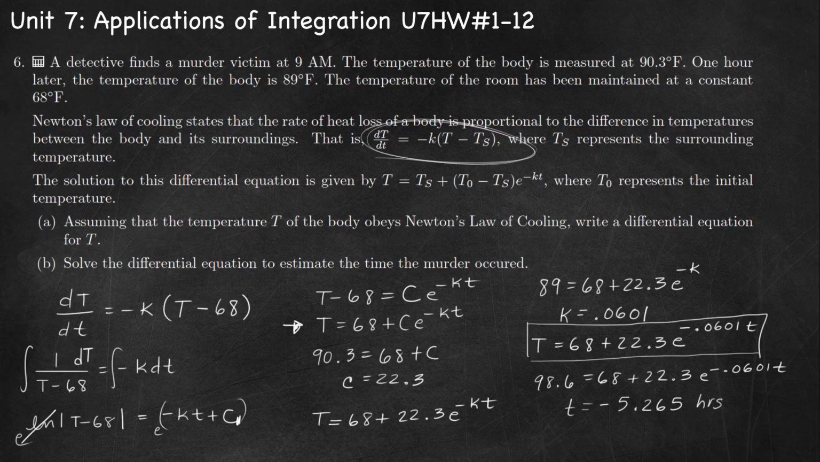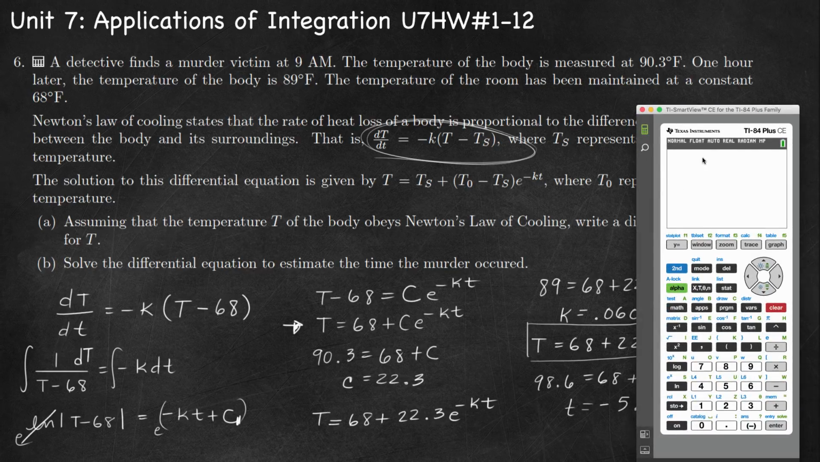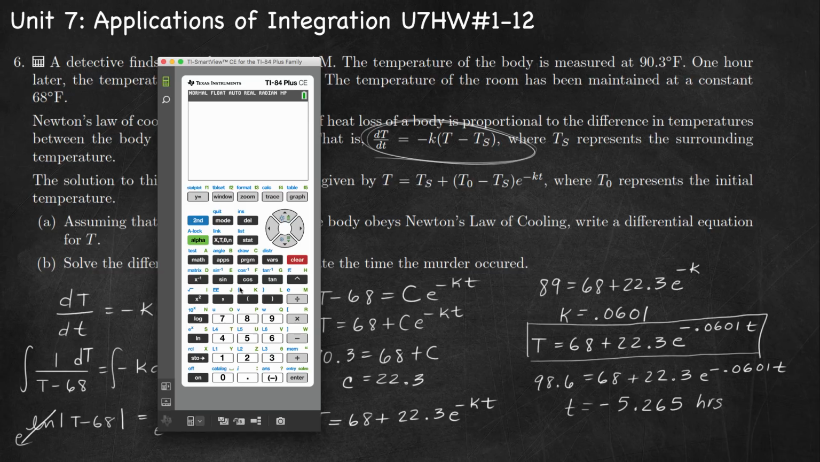So if we multiply 0.265, let me grab the calculator. If we multiply 0.265 times 60 minutes, we get 15.9 minutes. So let's just say 16 minutes. Okay, so from 4 a.m. we have to go back another 16 minutes. So that's approximately 3:44 a.m.